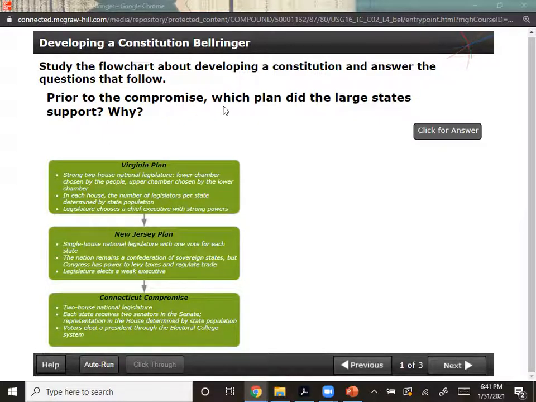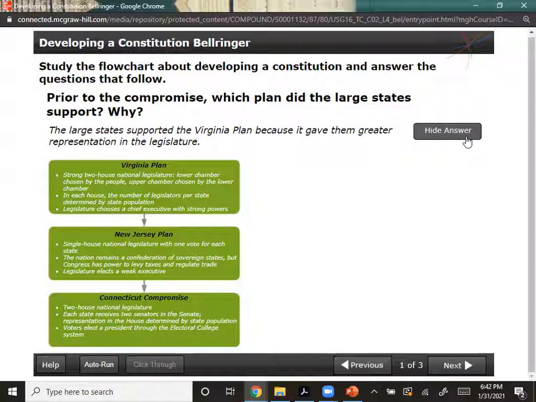So prior to the Connecticut Compromise, which plan did the large states support? What do you think, Virginia or New Jersey? So which one gave more power to larger states? It didn't talk anything about the population. So the large states supported the Virginia Plan because it gave them greater representation in the legislature. They were all about the power.